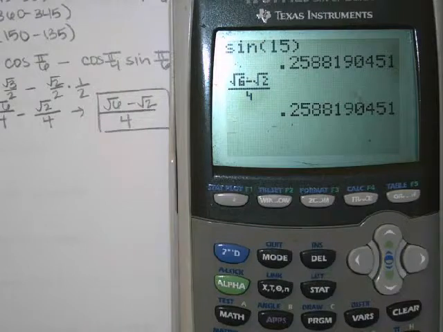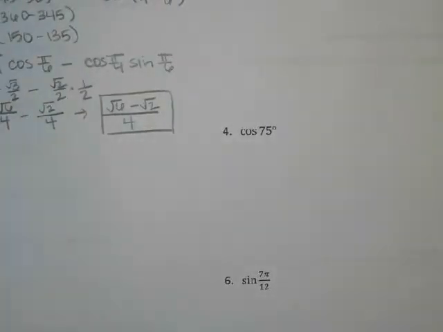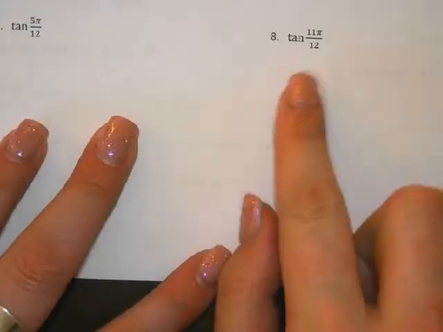I do have an answer key up, but unless you chose exactly the same numbers as me, your answer could look a little different. Okay. All right. So there's a sine problem. We also want to do a tangent problem. So let's go ahead and jump down here.